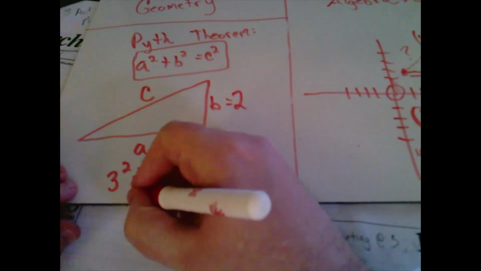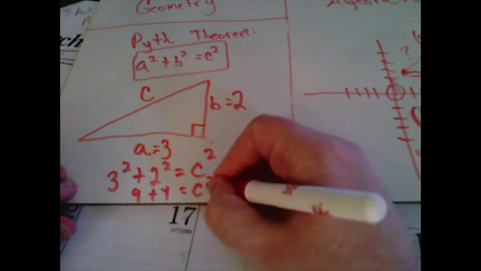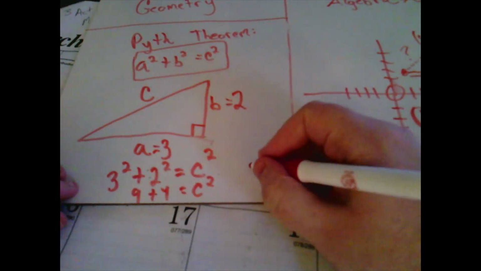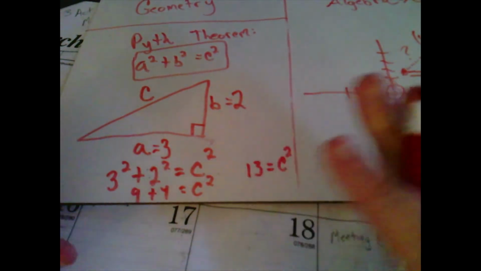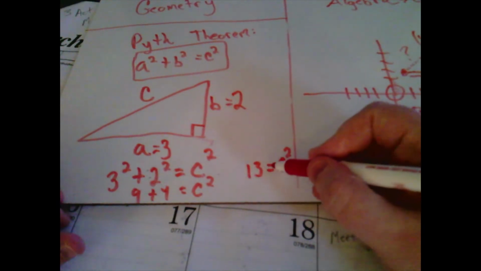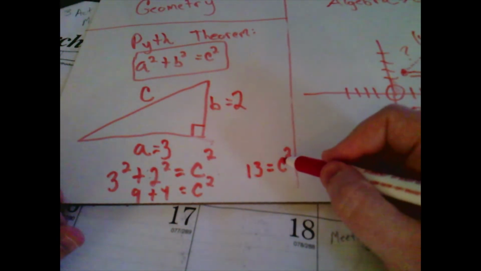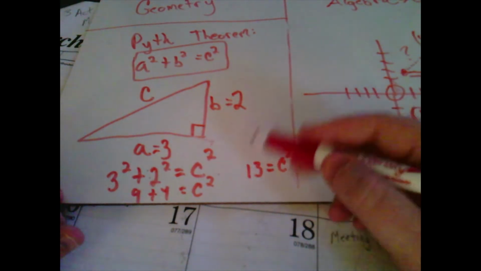3 squared is 9. 2 squared is 4. Still equals c squared. This over here, 9 plus 4 is 13, which is still equal to c squared. Now this is the part where some people get a little confused. 13 is equal to c squared, all right? That doesn't mean that 13 squared is 169. That's not what we're getting at here.